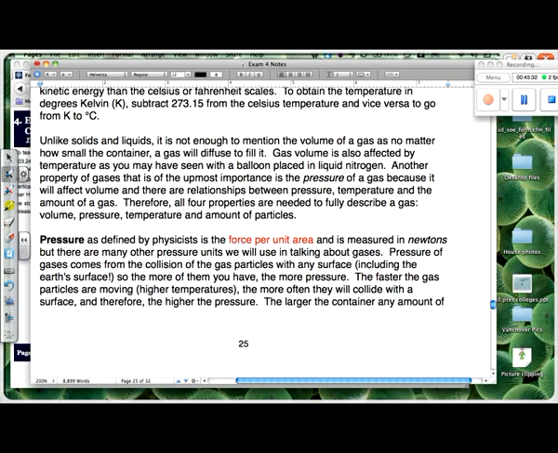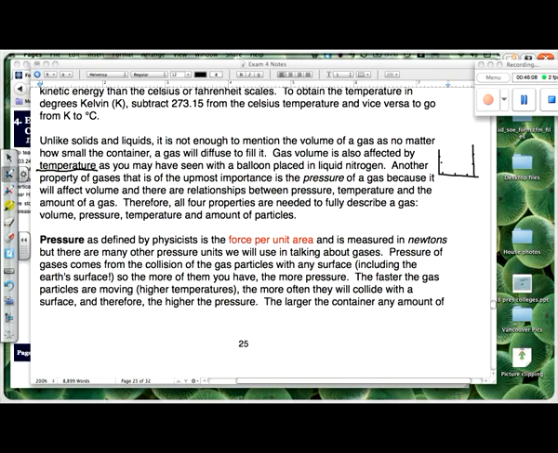Unlike solids and liquids, it is not enough to mention the volume of a gas. No matter how small the container is or how large, a gas will diffuse to fill it. Gas volume is also affected by temperature, as you know if you have seen a balloon placed in liquid nitrogen. And another property of gases is the pressure. And all pressure is, and we're going to talk about that in a minute, is the particles of a gas hitting the sides of the container. So the more gas you have, the more collisions you have with the container, and the higher the pressure.